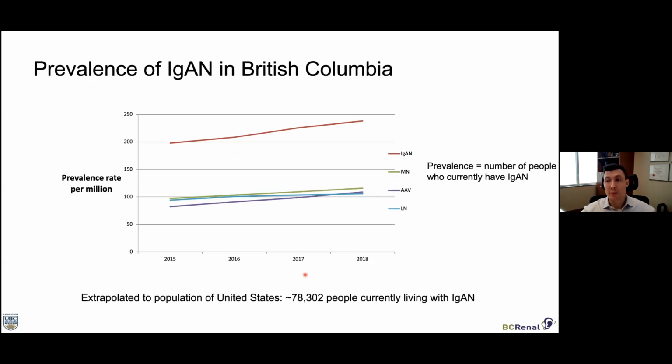So what about prevalence? Prevalence is slightly different. Prevalence is the number of people at any one time that are living with IgA nephropathy. And the prevalence is between 200 and 250 per million. This is at least twice what we see in any other glomerular disease. And this is probably because people with IgA nephropathy are diagnosed when they're young, they're quite healthy, they tend to live a long time. And so we see an increased number of people living with IgA nephropathy in our population. And again, if you extrapolate that to the United States, then you would realize that somewhere around 78,000 people in the United States are living in 2018 with IgA nephropathy.